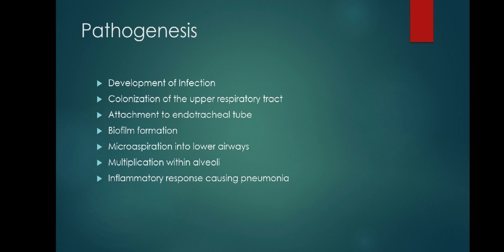Step 3, microaspiration. Secretions containing bacteria leak around the endotracheal tube cuff and enter the lower airways. This process is called microaspiration and is considered the main mechanism responsible for VAP. Step 4, pulmonary infection. The bacteria multiply within the alveoli and trigger an intense inflammatory response. Neutrophils migrate to the infection site, releasing inflammatory mediators that damage lung tissue and impair gas exchange.